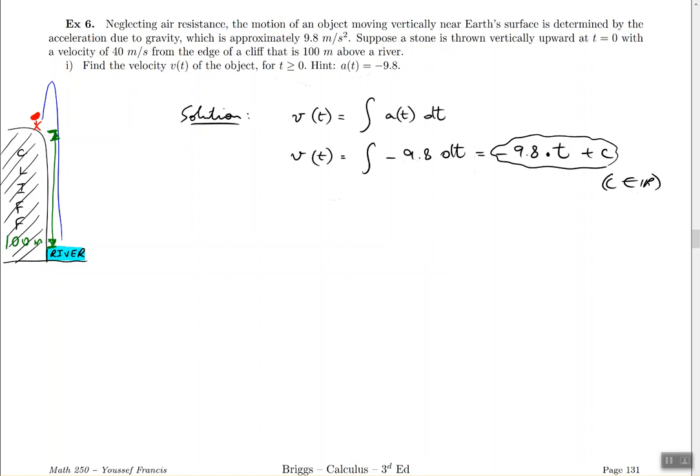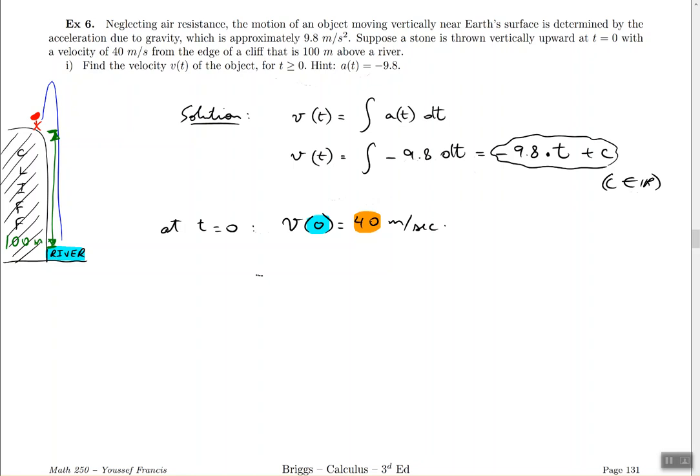So this is the reason why they had told us the initial velocity. They had told us that at the beginning of the experiment, at time equal to 0, the initial speed of the rock was 40 meters per second. Okay, why would I need this? Well, if I knew that t is 0 and I knew that the outcome is 40, then I'll be able to determine what c is.